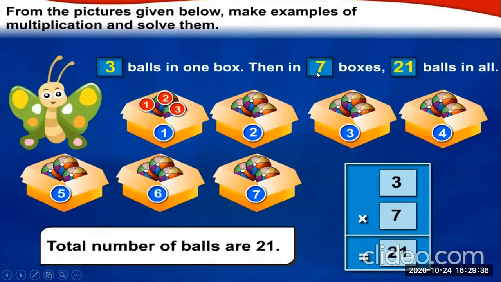3 multiplied by 7. What is 3 multiplied by 7? It is 21. 3 sevens are 21. So the total number of balls is 21. Yes.